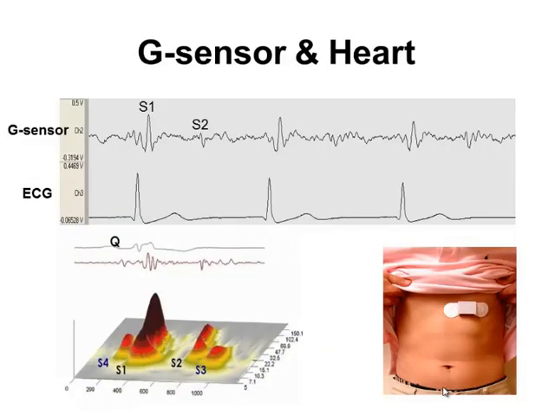Also, the G sensor can detect the signal of the heart. For example, if we put the G sensor on the chest near the heart, it can detect the vibration caused by the movement of the heart. This is known as the heart sound. S1 means the first heart sound. This is the second heart sound. Traditionally, this is detected by a microphone, and now we can use the G sensor to detect the similar signal.